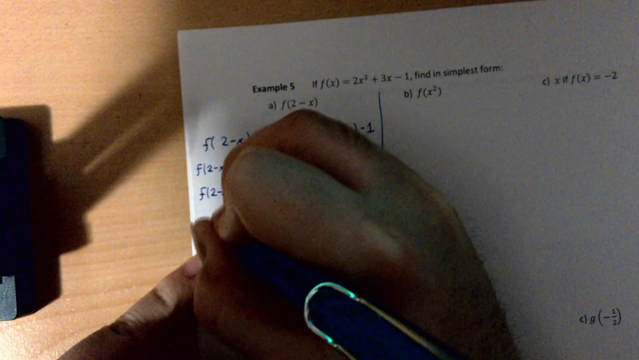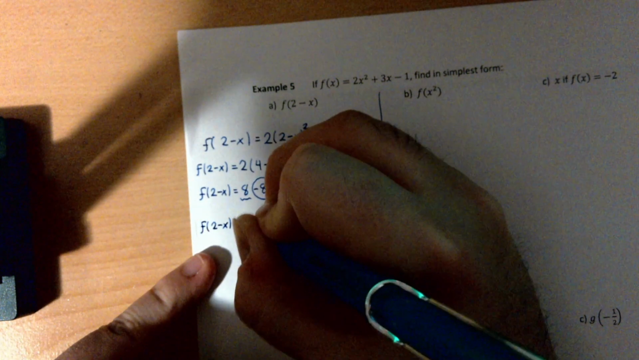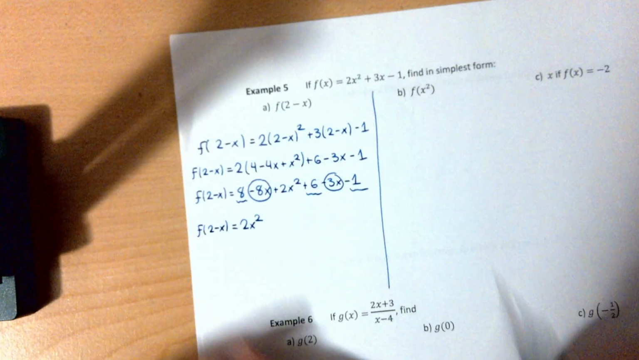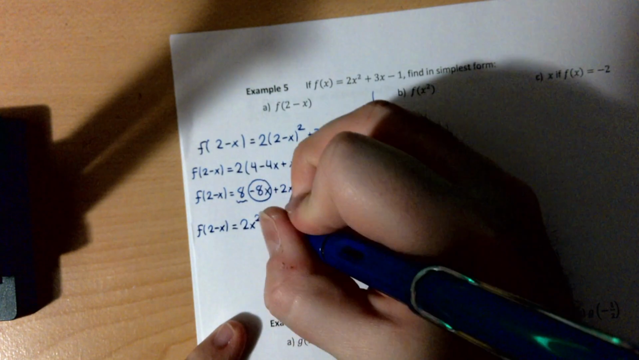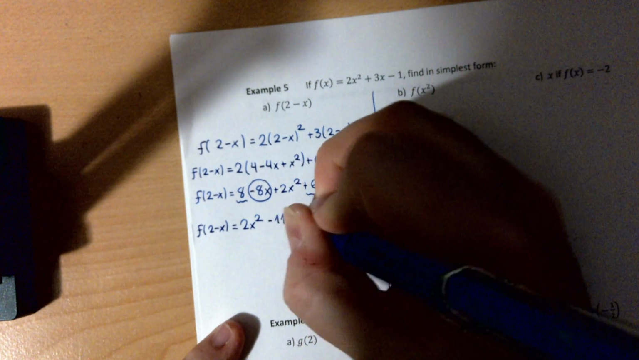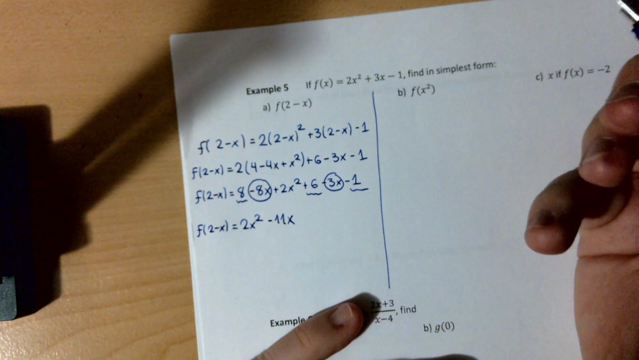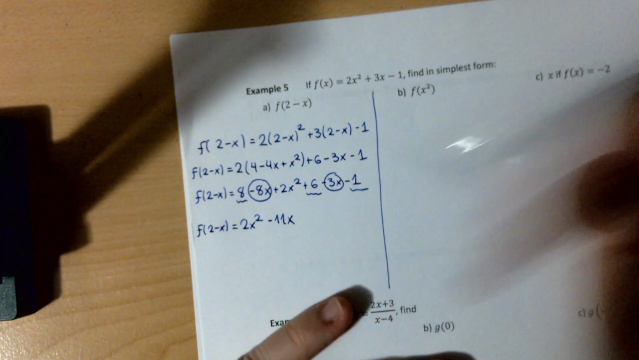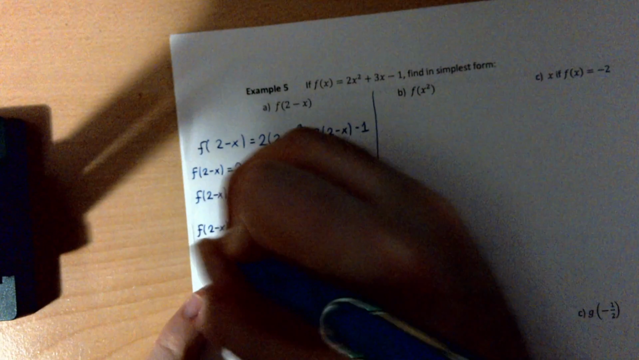So my final answer will be f of 2 minus x is equal to 2x squared. Now I've got negative 8 and a negative 3, so now it becomes even more negative, and I get negative 11x, and then here 8 plus 6 gives me 14, and 14 minus 1 gives me 13, so plus 13. And this should be my final answer.